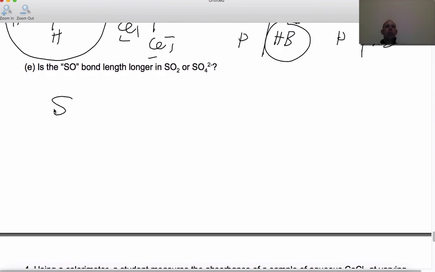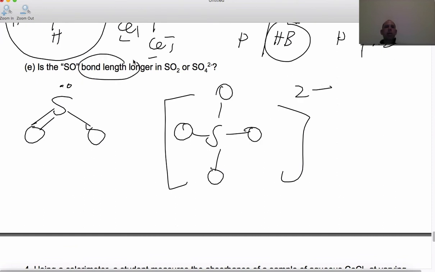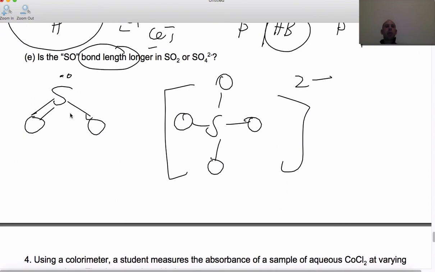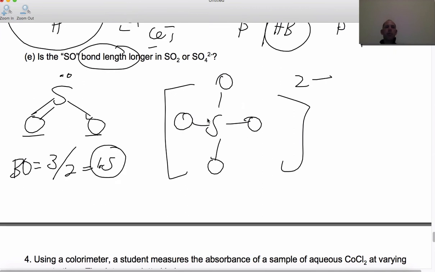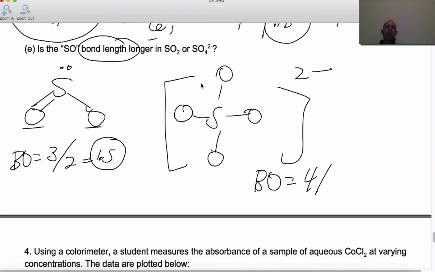Okay. If we draw the Lewis structure for SO2, it's going to look like this. And if we draw the Lewis structure for SO4 2-, I'm assuming you all can do that, it's going to look like this. So in order to talk about bond length, we need to get the bond order for each of these. Bond order is found by taking the number of bonds, 1, 2, 3, and dividing it by the number of external atoms. So that's 1.5 here. The number of bonds here, we'll call it BO, 1, 2, 3, 4, dividing it by the number of external atoms, 1, 2, 3, 4.